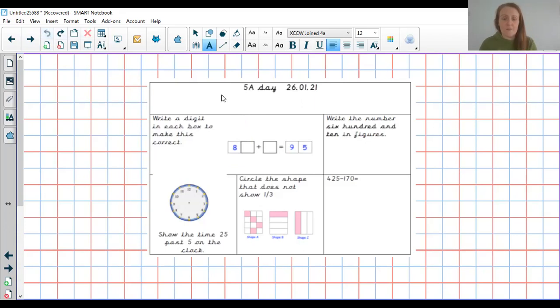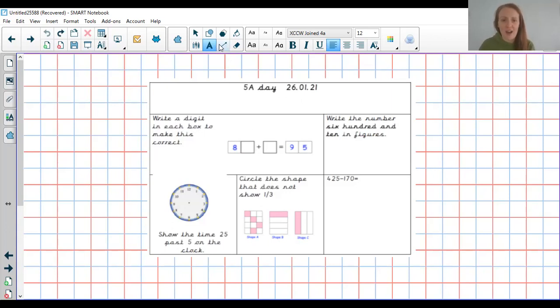Let's see. With that in mind, could I have put 82 there? No, because it would have been 82 plus 13. So I couldn't have had that one. What about 83? Could I have had 83? No, because I would have needed 12. Could I have had 84? No, because I would have needed 11. Could I have had 85 in that box? No, I couldn't have had 85 because I would have needed 10, which is still a 2-digit number.